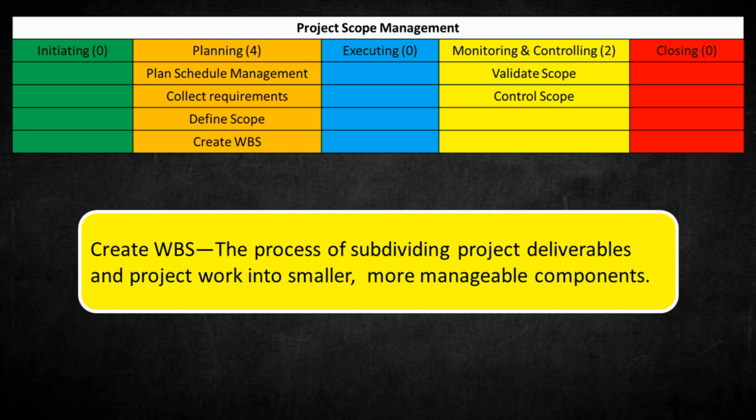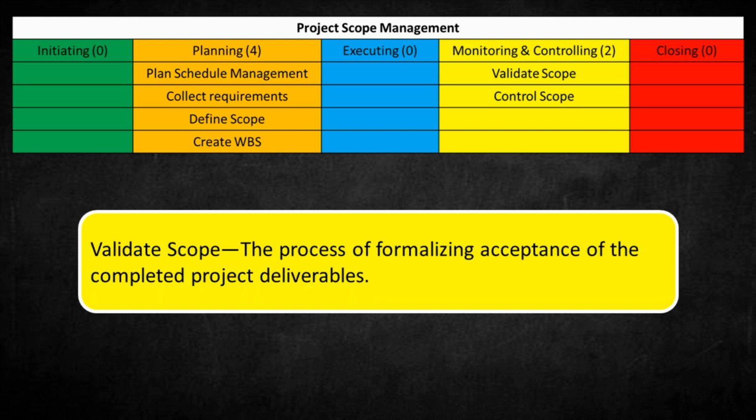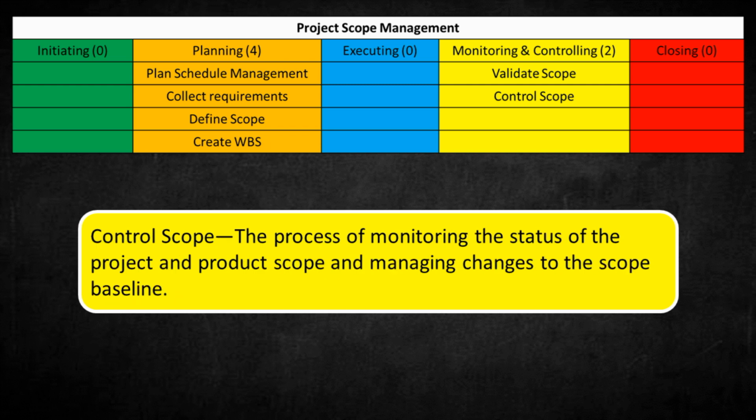For the 2 processes during monitoring and controlling, we have validate scope, the process of formalizing acceptance of the completed project deliverables. Control scope, the process of monitoring the status of the project and product scope and managing changes to the scope baseline. We will discuss each of these processes in detail in our next videos.